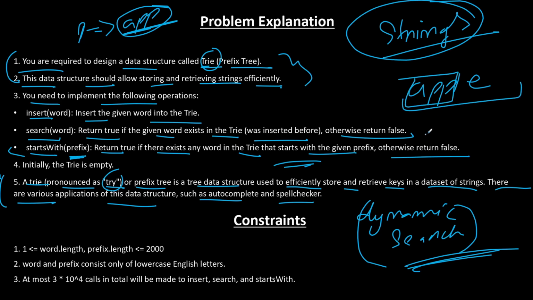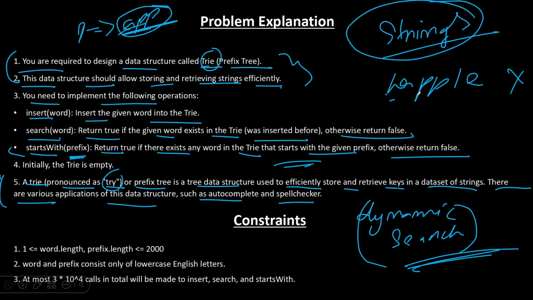Let's take another example to understand this. Suppose you had happle. This won't be happening because the prefix is not app, it's ha. It starts with h, not a. That's why it won't be considered. So this is what they're trying to say: if there exists a word with this particular prefix, please return true, otherwise return false.